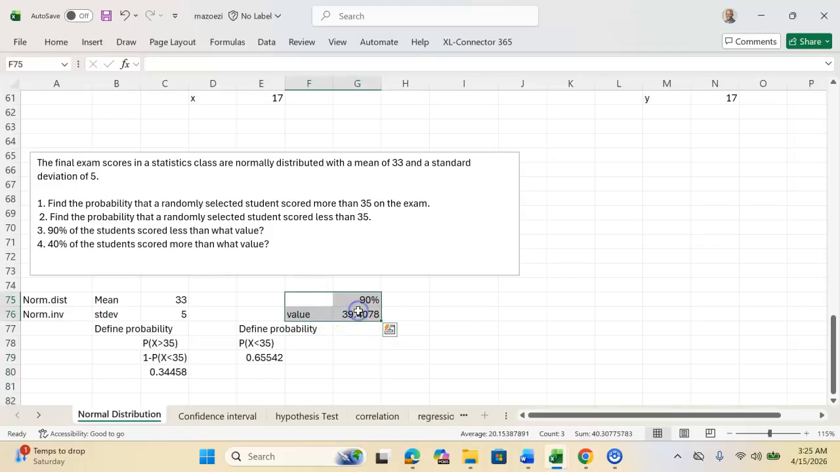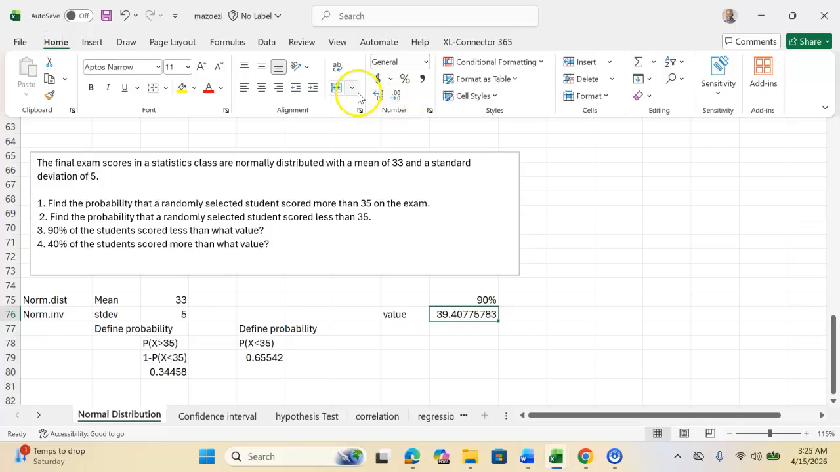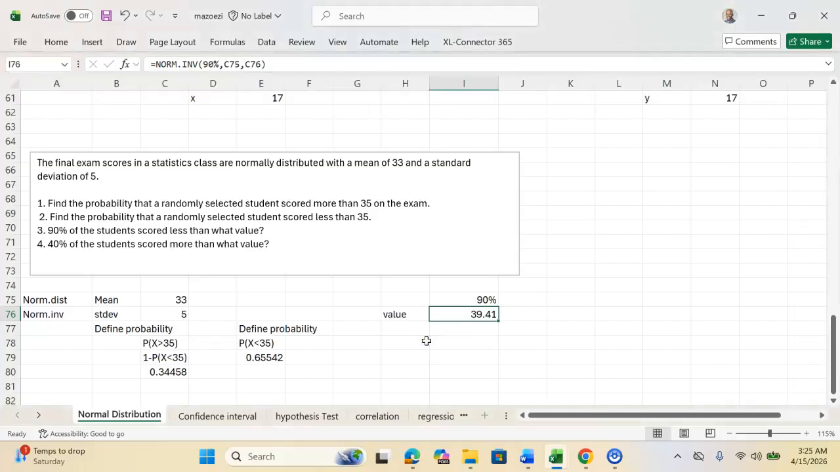Let me copy this and paste it here. Let me reduce that to 2 decimal points. So that's the value. And now we are asked, 40% of the students scored more than what value.